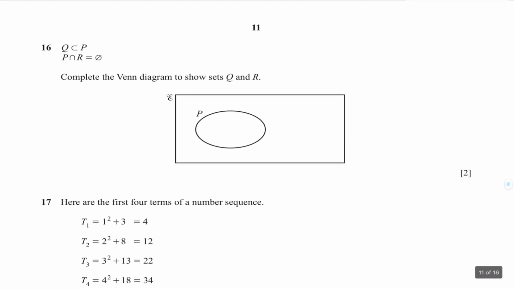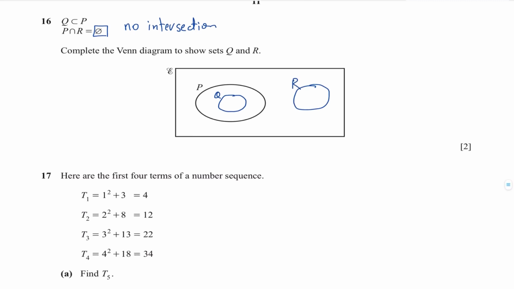Okay, now let's do question number 16, which says that Q is a subset of P. That means when I'm drawing set Q, it has to be inside set P. So this is going to be set P. And then P intersection R are two sets such that they are disjoint. That means they have no intersection. So when I'm drawing R, let me just write that first, no intersection. When I'm drawing set R, I'll make sure that it doesn't overlap with P at all. So this right here is going to be set R.